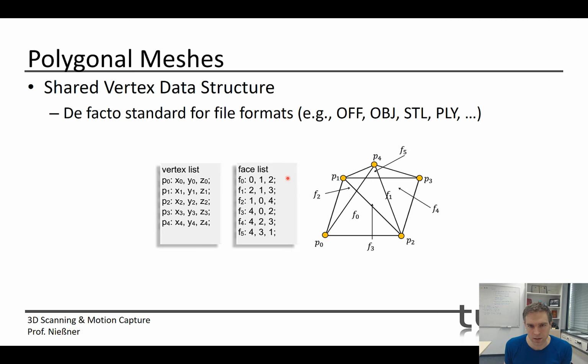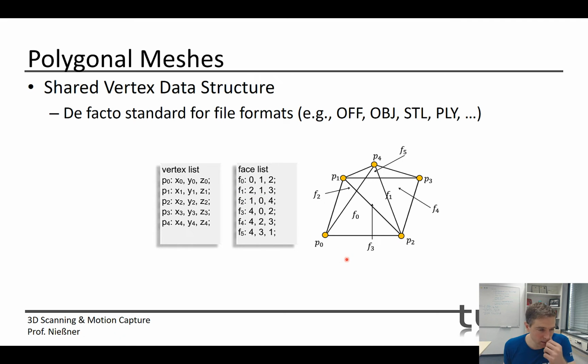If there were 4 indices, that would be a single quad, right? So if all of them had 4, then it would be a quad mesh. Okay, so here in total we have 6 faces, right? Each face has 3 indices, meaning that they're all triangles. And as you see, some of these vertices are being shared. So for instance, face 0 uses vertex 1, and face 1 also uses vertex 1.